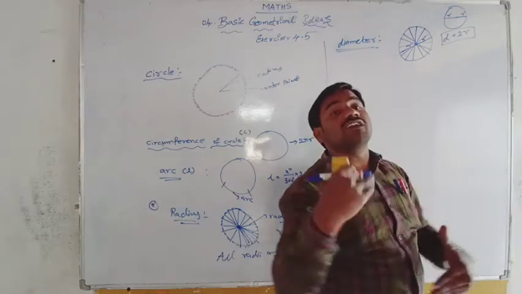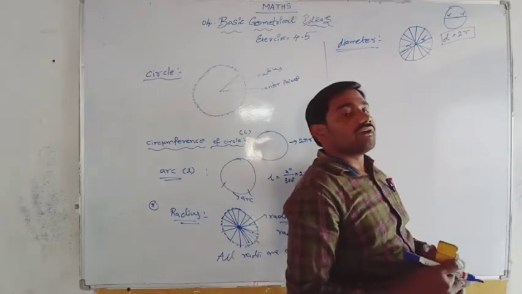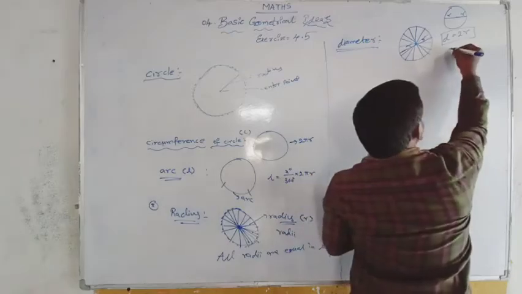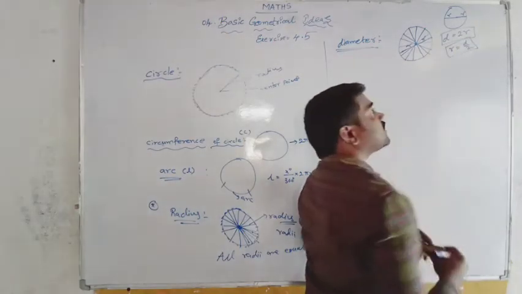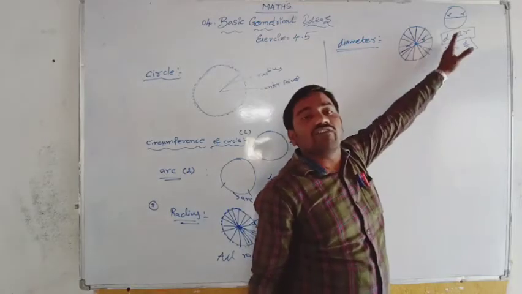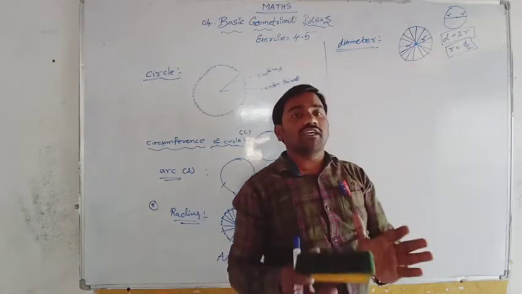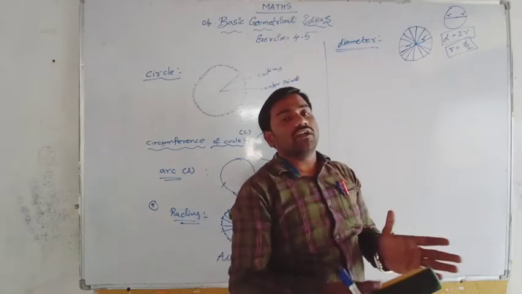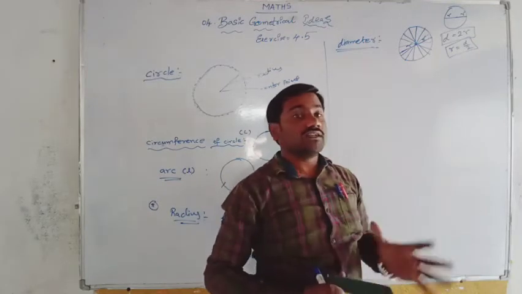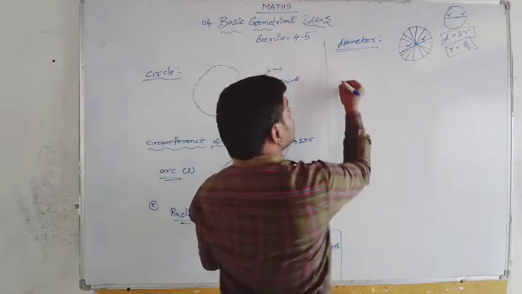The diameter is always twice the radius, and the radius is always half of the diameter. How much is the radius? It will be half of the diameter. Suppose the diameter is 10 cm, then the radius will be 5 cm. This is the way. So next we have to learn about chord.